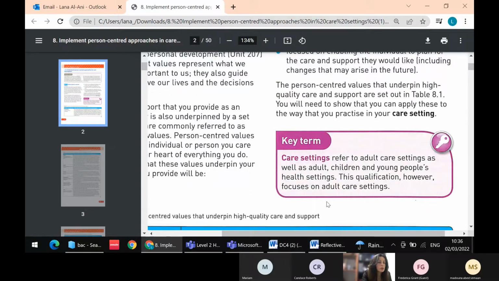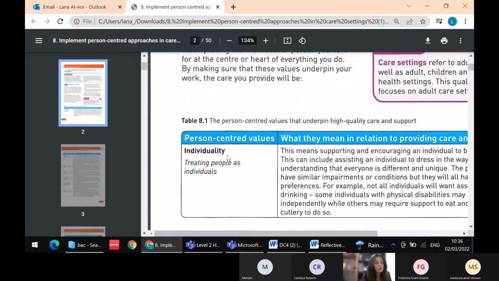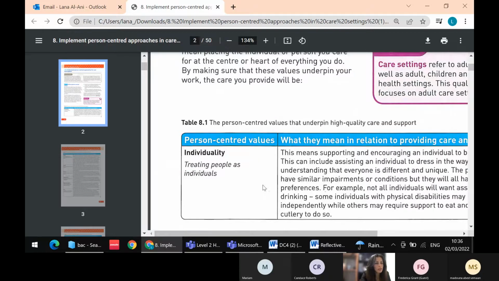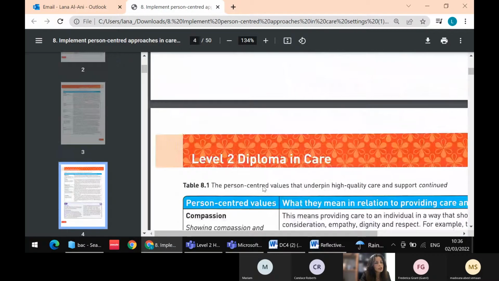Now you need to start talking about the values, I would just put all the values and talk about them as well. So individuality, what does it mean? And also all of these values to answer question 1. So is this understood?